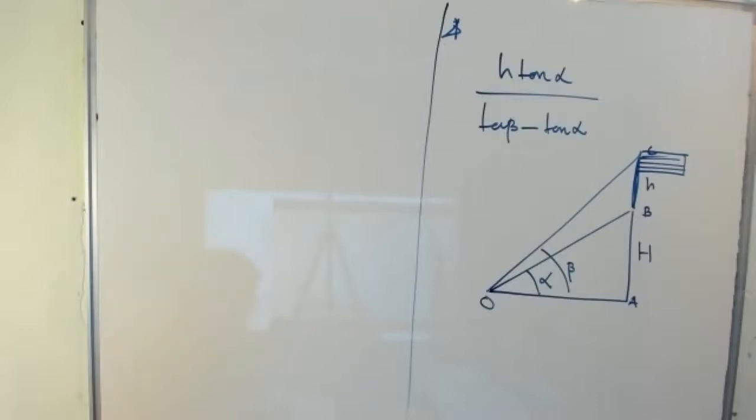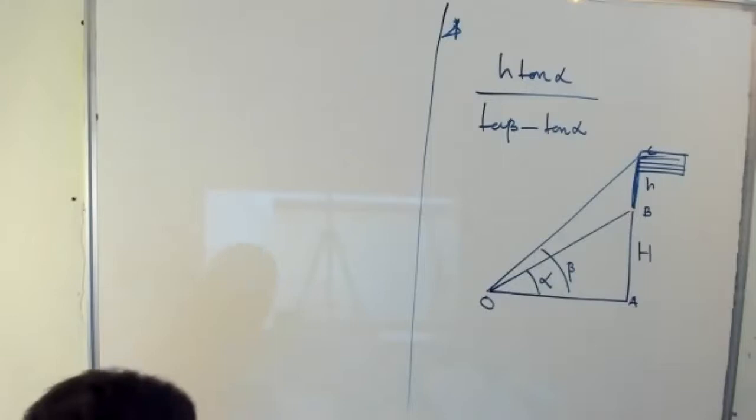Let O be a point on the plane containing the foot of the tower such that the angle of elevation of the bottom B and top C of the flagstaff at O are alpha and beta respectively. Then let AB equal to capital H.